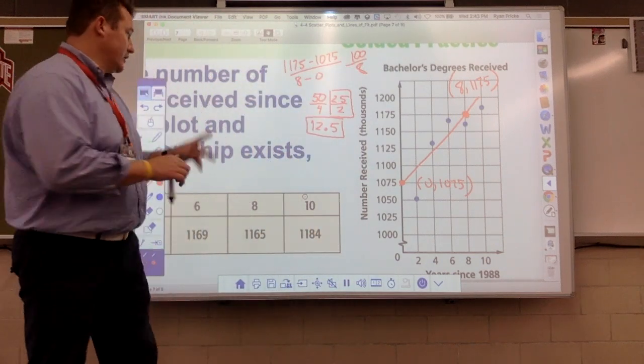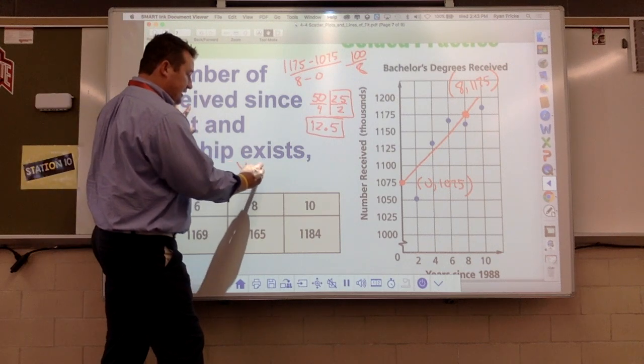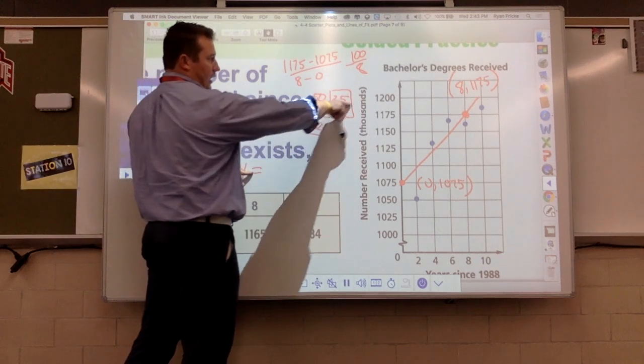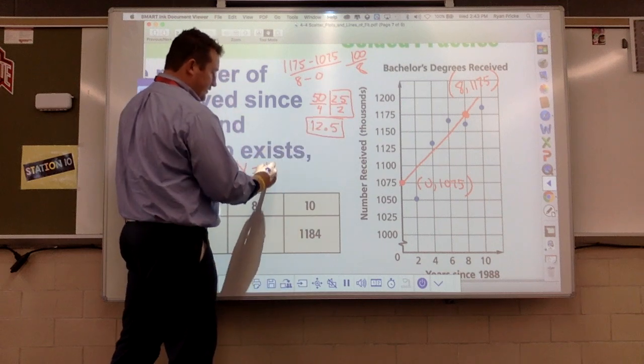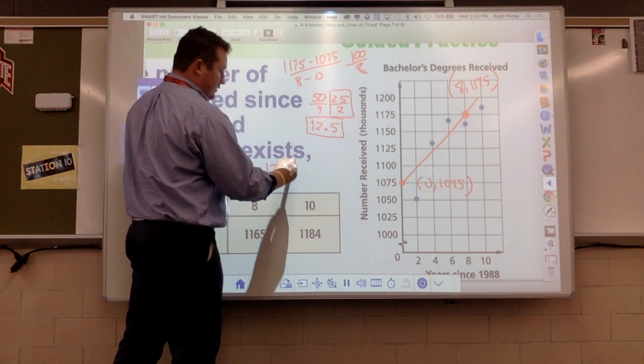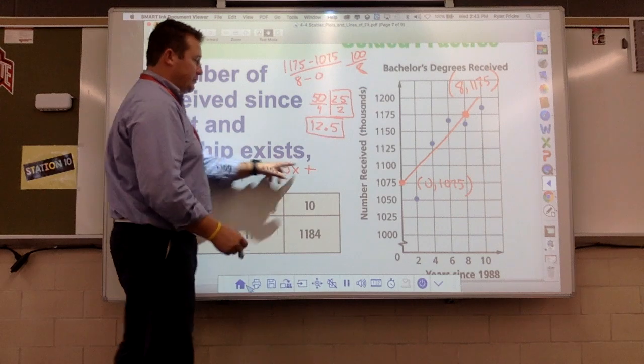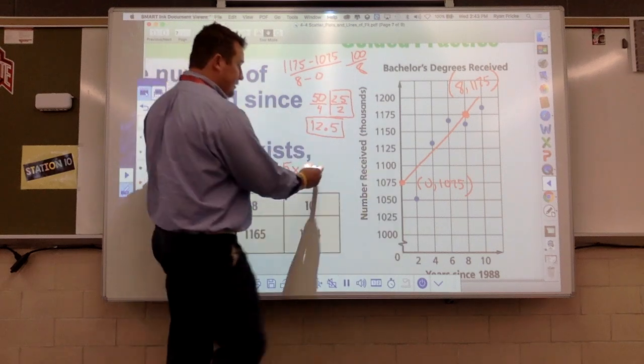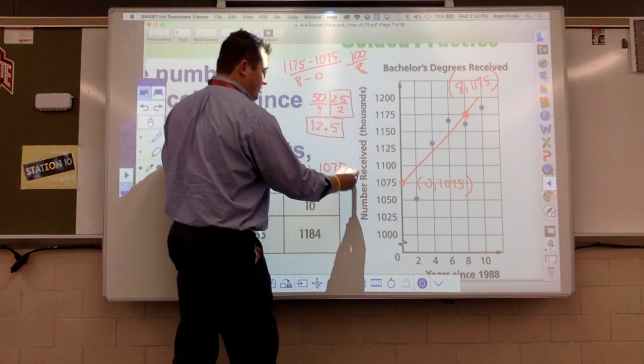Okay, there's our slope. So put it all together. y equals mx plus b. So y equals my slope. Sure, I'll use 12.5, x plus b, my y-intercept, that's the 1075 number.